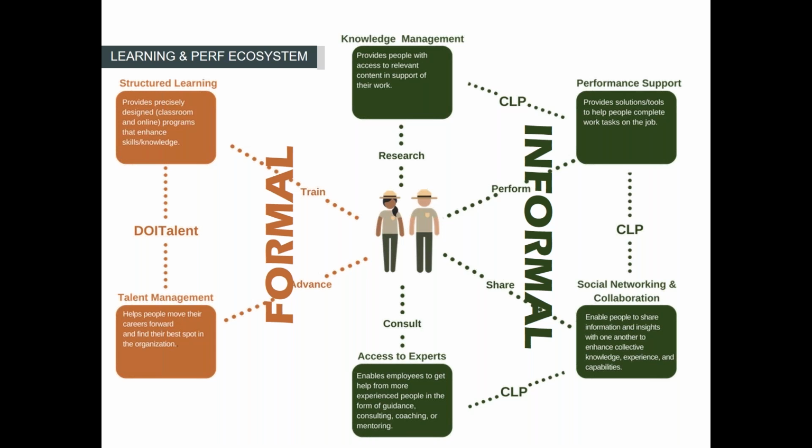But essentially, you have on the left in orange the structured learning, formal learning. On the right, you have the informal learning. Prior to the Common Learning Portal, everything we did was on the left, and we didn't have the capability of filling in those gaps on the right. Since the Common Learning Portal, the part in green, we're able to provide knowledge management, performance support, social networking and collaboration, and access to experts. And we're going to talk more about each one of those.